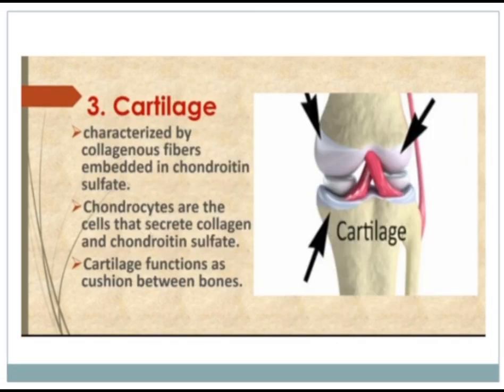Number 3 ay ang cartilage. Cartilage is characterized by collagenous fibers embedded in chondroitin sulfate. Ang cell po ng cartilage is chondrocyte. Ito po yung nagsi-secrete ng collagen at chondroitin sulfate. Ang cartilage po ay nakikita between bone. So, nagsisilbi po itong cushion lalo na po sa mga joints natin like siko, tuhod. Nagpo-provide din po ang cartilage ng strength and support at makikita din po ang cartilage sa ating external ears, sa nose po natin, and also sa ating trachea.